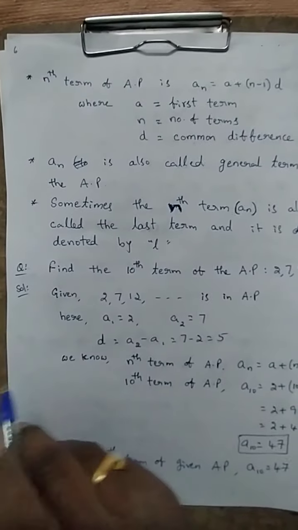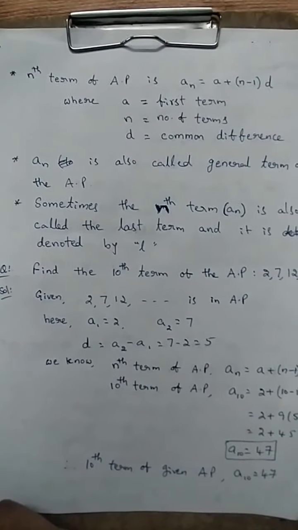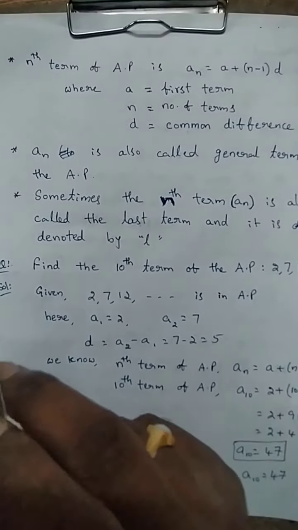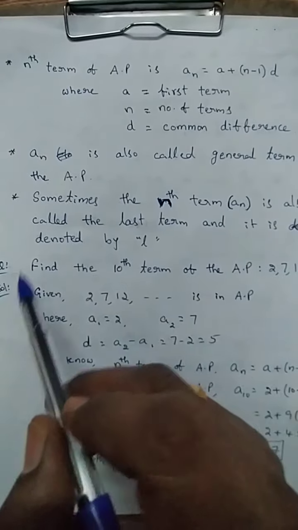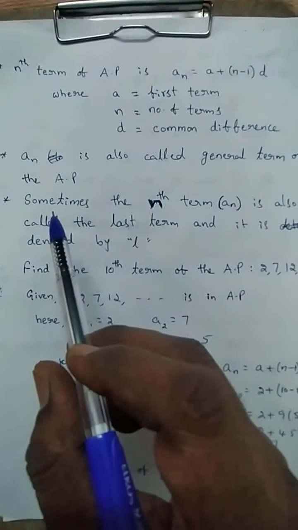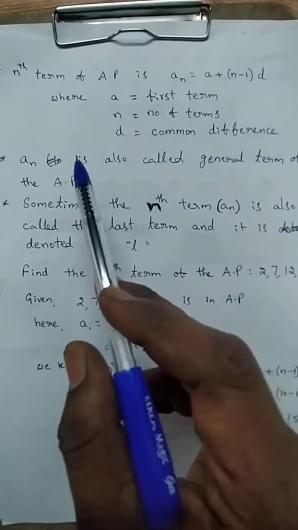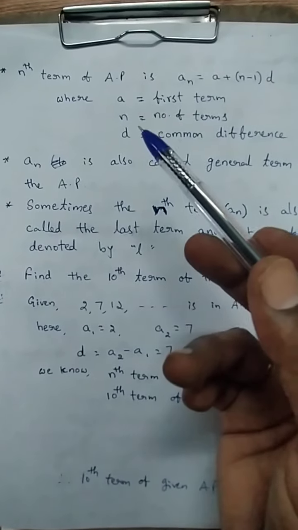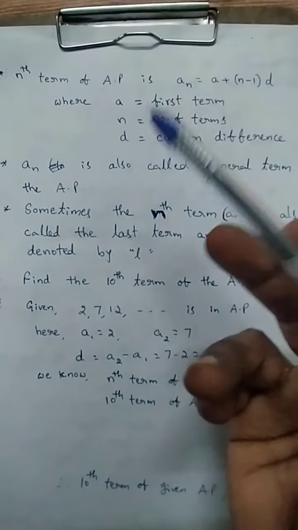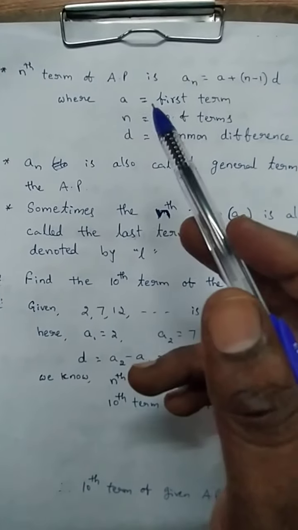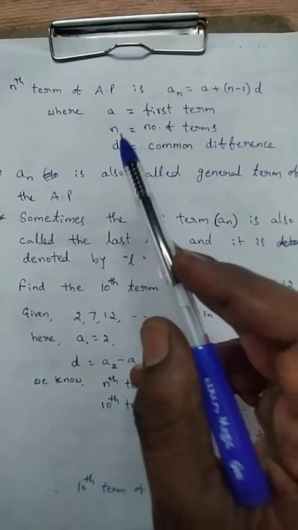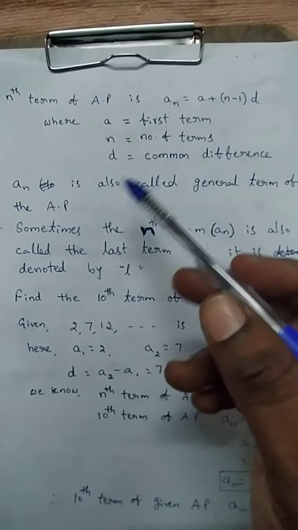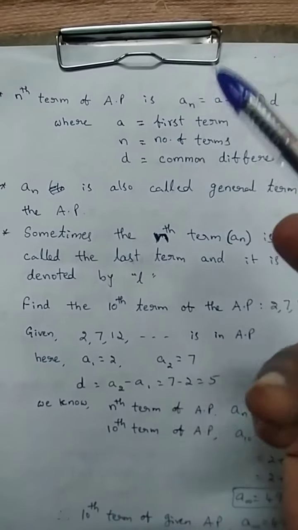Okay, students, the next concept in arithmetic progression is to find the nth term of the given arithmetic progression. Up to yesterday's class, we learned how to say whether a given list of numbers is in arithmetic progression or not. After that, once we know our list of numbers is in arithmetic progression, we can find which term is the nth term in that progression.